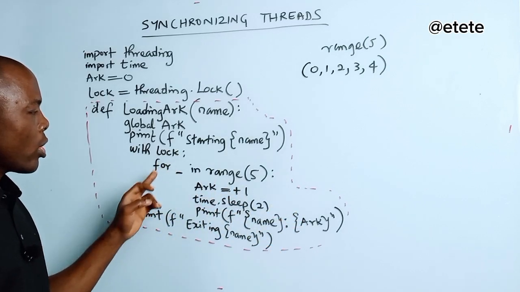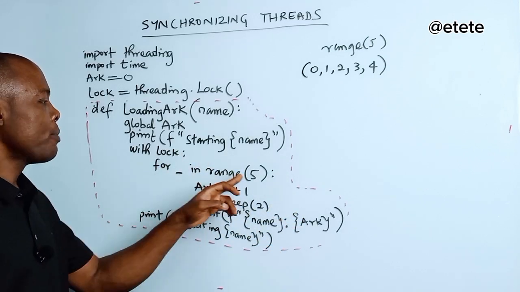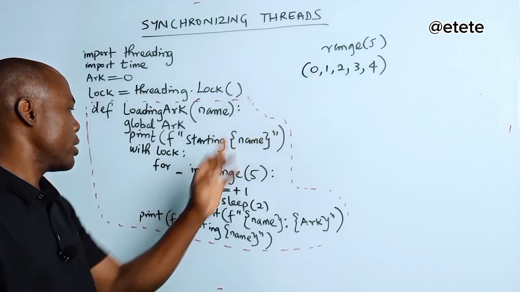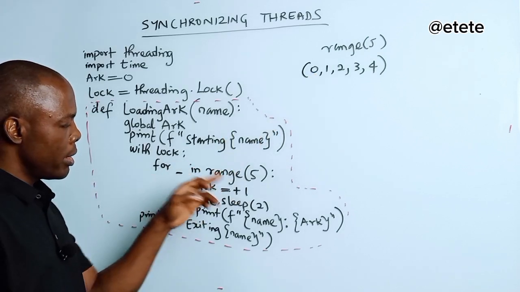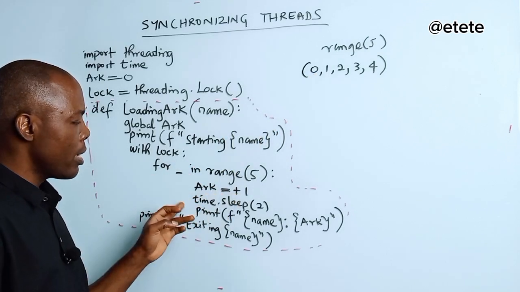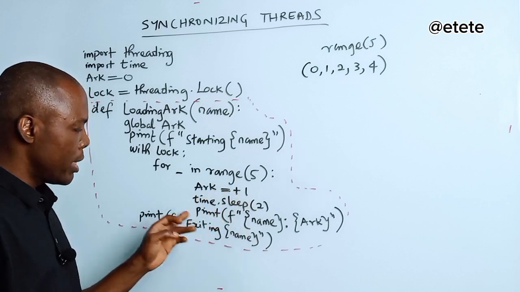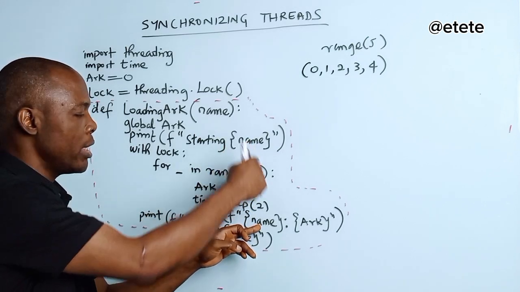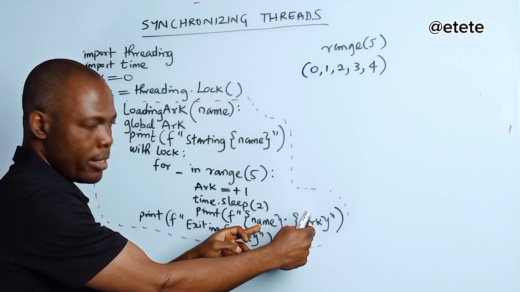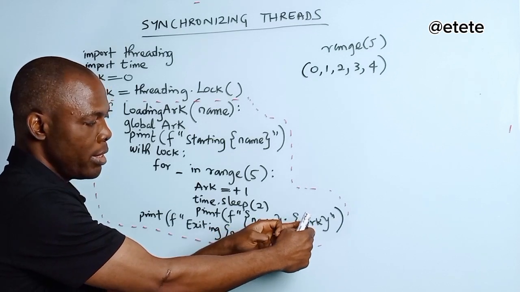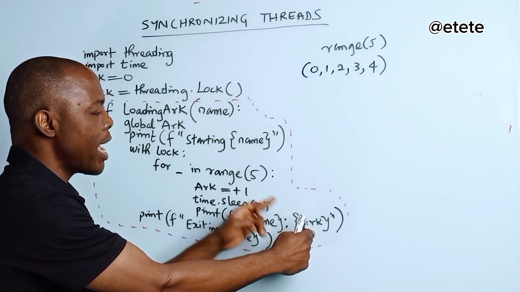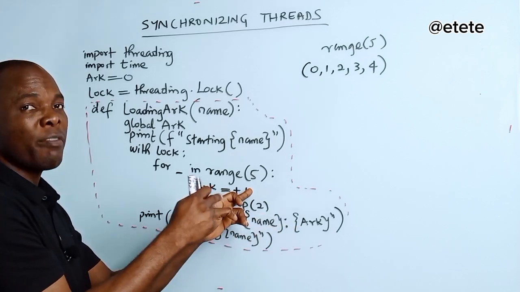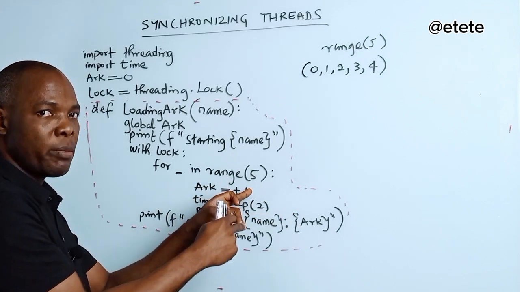Once I obtain the lock, I'll start loading the animal. So the first animal, which is what? This 0 will go in. Then I will increase the arc by 1. I will sleep for 2 seconds. Then I will print out the name, which is whatever name I supply, which is the thread's name, and then this arc, meaning 1, so whatever is inside the arc. Here the arc will have been increased by 1. So the first animal has been loaded.